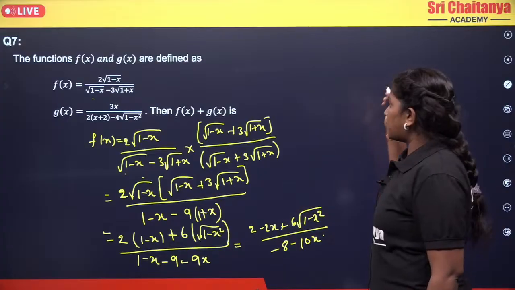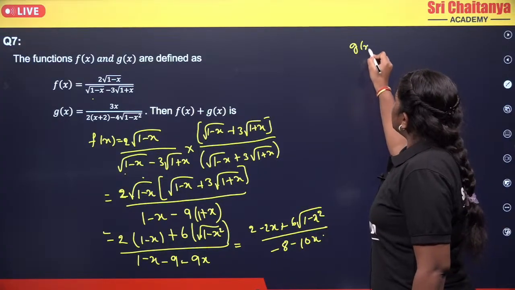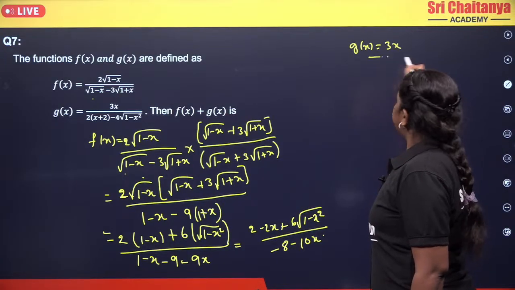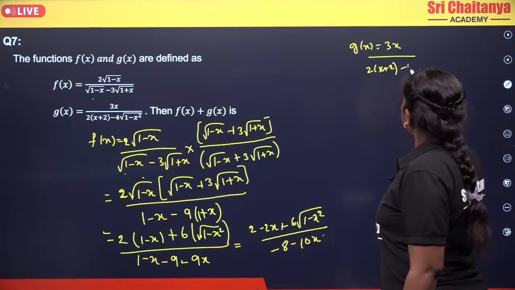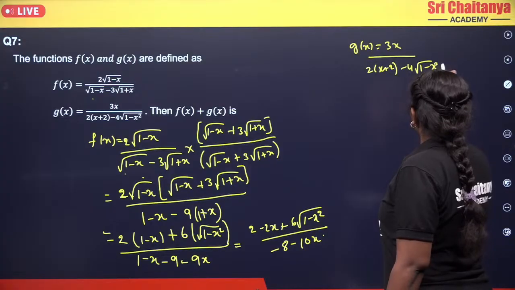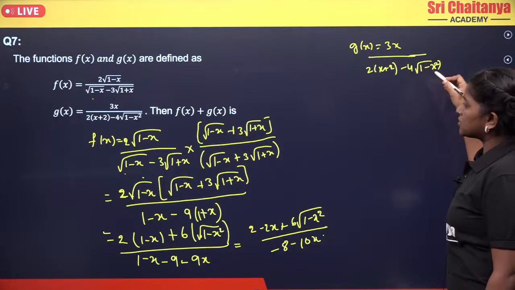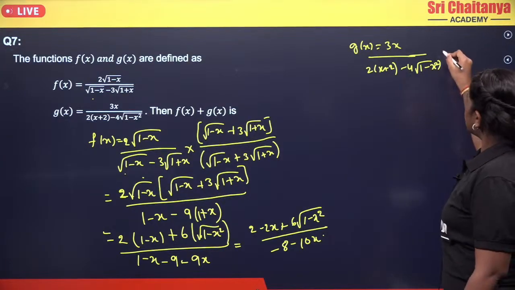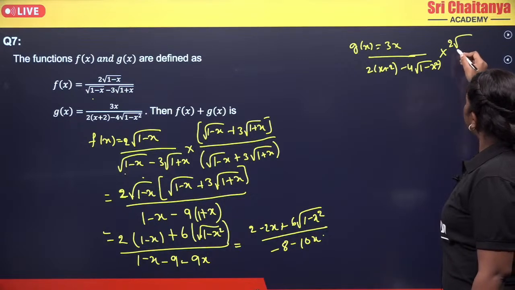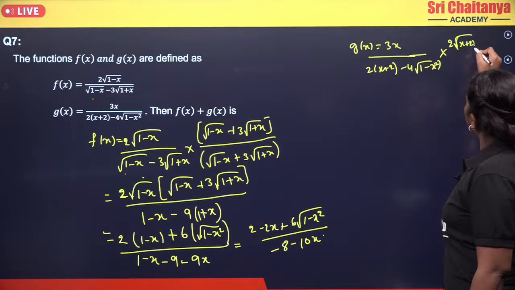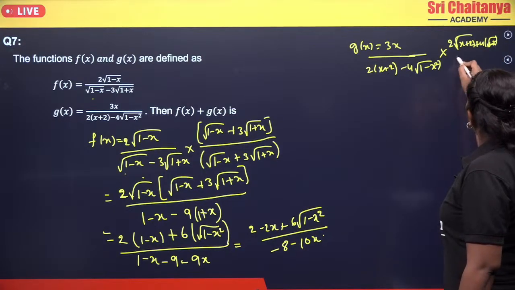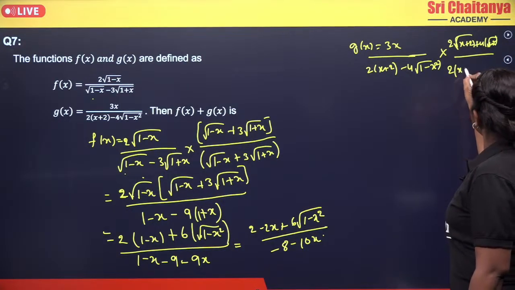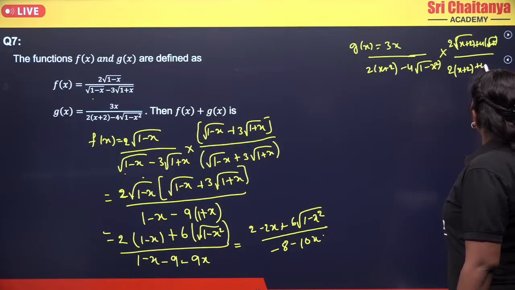Now let's check for the g of x. So g of x equals 3x by 2 into x plus 2 minus 4 into root of 1 minus x square. So we need to rationalize. So we are just going to take the rationalizing factor. So that becomes 2 into x plus 2 plus 4 into root of 1 minus x square. Okay. By 2 into x plus 2 plus 4 into root of 1 minus x square.